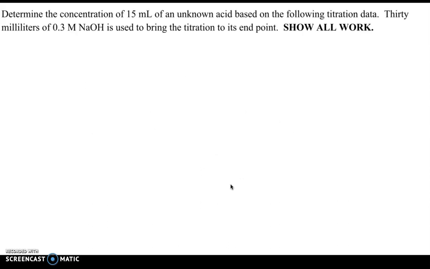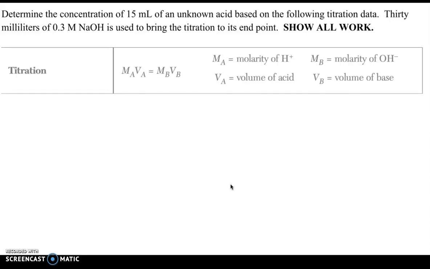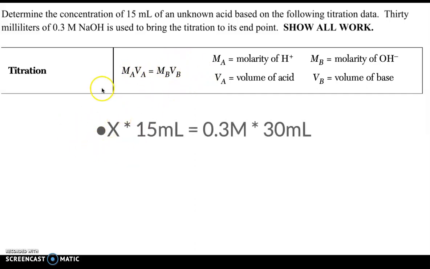For our next and last example, this is also one of the homework problems that you guys will be doing. Determine the concentration of 15 mLs of an unknown acid based on the following titration data. 30 milliliters of 0.3 molar NaOH is used to bring the titration to its endpoint. So our equation, which is found on table T, once again, the last page of your periodic table, reads the molarity of the acid of H plus times the volume of the acid equals the molarity of the base times the volume of the base. So the molarity of the acid is what we're looking for.